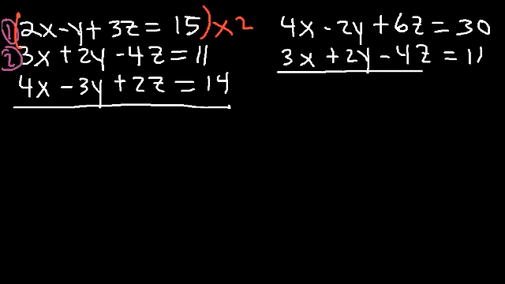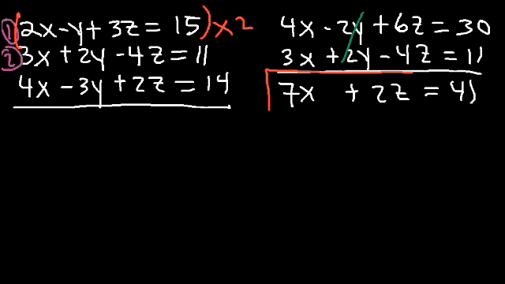So now we can add the two equations. The y variables will cancel. 4x plus 3x is 7x. 6z minus 4z is 2z, positive 2z. And 30 plus 11 is 41. So here's the first equation with two variables.